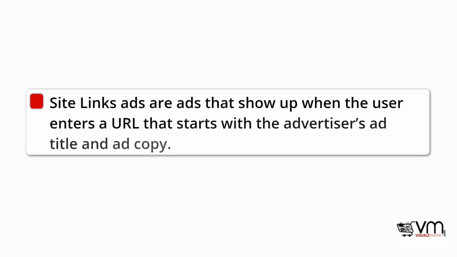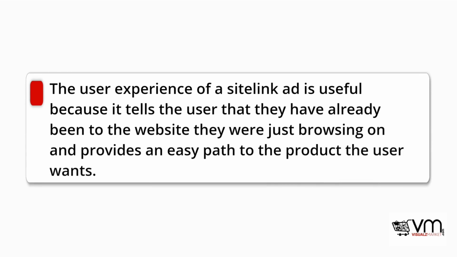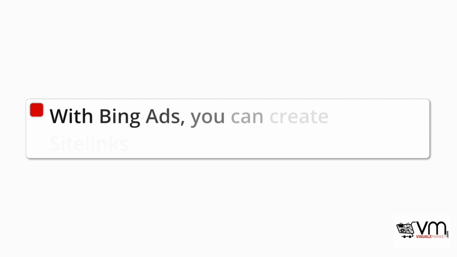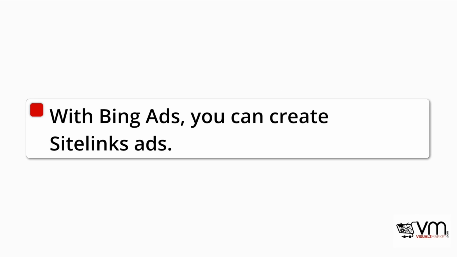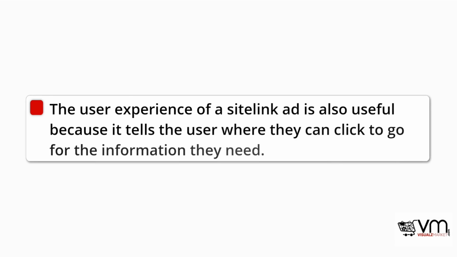Site links ads are ads that show up when the user enters a URL that starts with the advertiser's ad title and ad copy. The user experience of a site link ad is useful because it tells the user that they have already been to the website they were just browsing on and provides an easy path to the product the user wants. With Bing ads, you can create site links ads. The user experience of a site link ad is also useful because it tells the user where they can click to go for the information they need.